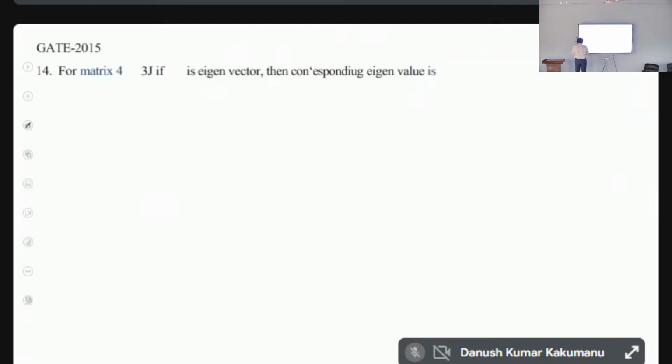Next question. For the matrix 4 3 3 4, if 1 1 is the eigenvector, then what is the corresponding eigenvalue? What is the answer? How to find the corresponding eigenvalue?